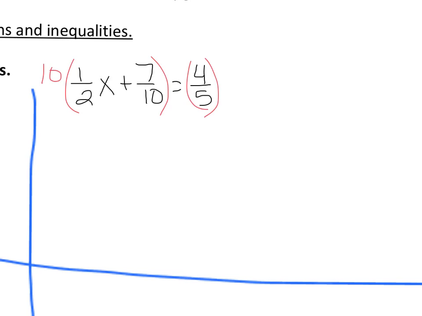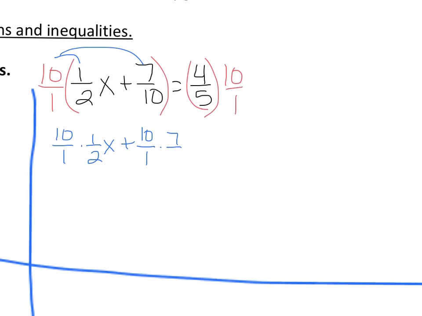So we are going to multiply each side of the equal sign by 10. And once again, we've got to distribute that 10 on the left-hand side. So I end up with 10 times 1/2 x plus 10 times 7 over 10. And on the right-hand side, we have 4/5 times 10. And I go ahead and write that 10 over 1 just to save me a little step.